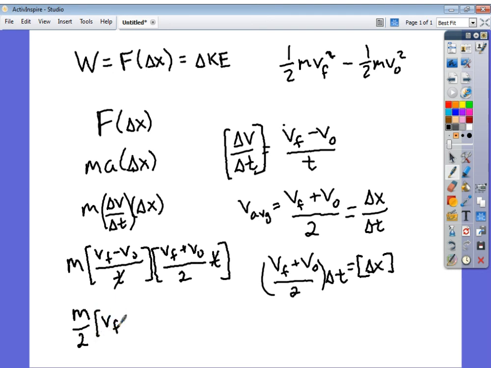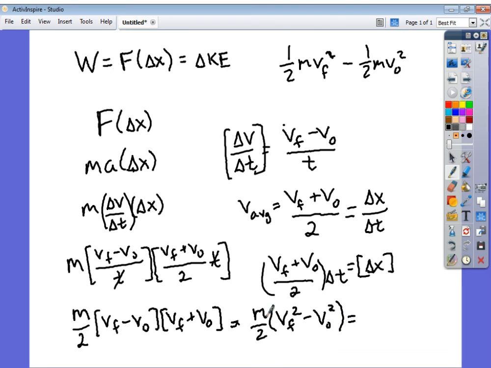And we got this 2 hanging in here, so I'm going to place that under the mass. And then we've got a VF minus V0 times a VF plus V0. Now if you distribute these two, we'd have VF squared plus VF V0 minus VF V0 minus V0 squared. So all this is M over 2 times VF squared minus V0 squared. And if we take a look at that and distribute the M to each one, and we've got a 1/2 sitting out here, we end up with 1/2 M VF squared minus 1/2 M V0 squared. That agrees with our change in kinetic energy. So force times the displacement does equal a change in kinetic energy.